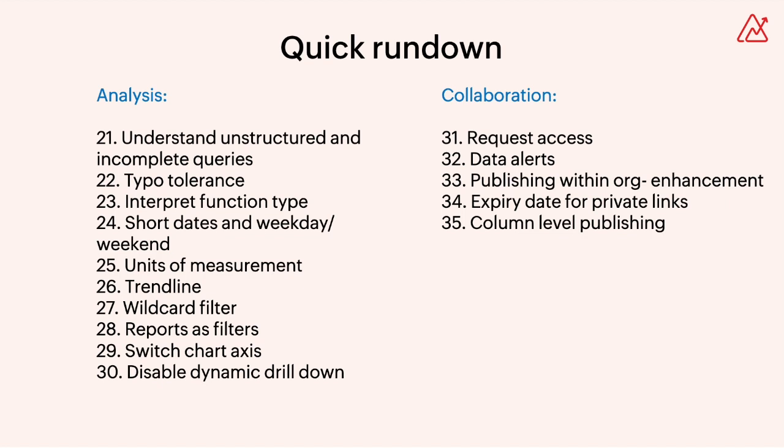Data alerts can now be delivered to your Slack channels, MS Teams, and also with webhooks, you can have it delivered into any custom built application. You can publish within your organization at the click of a button. You can define an expiry date for your private links, and once the dates exceed the expiry date, the links are automatically deactivated. You can now define fine grained access controls when you publish your reports and dashboards across different places.